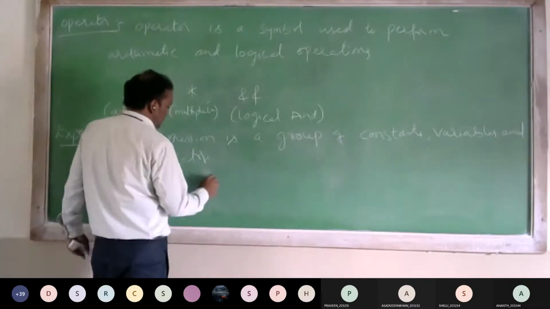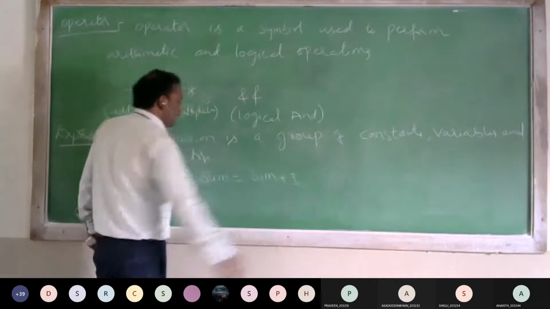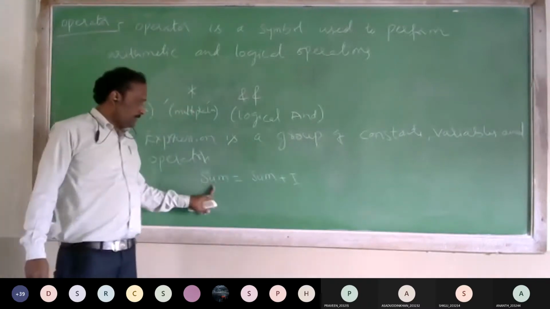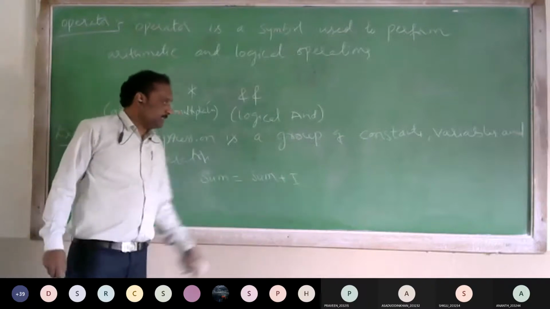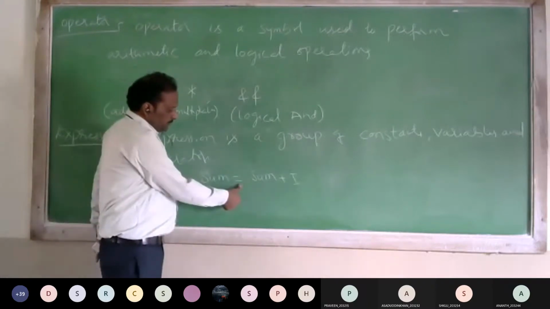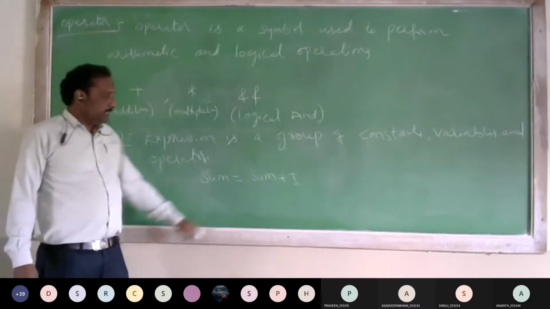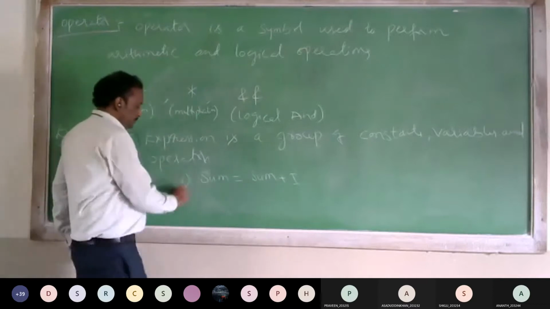For example, sum is equal to sum plus I. We have already seen this kind of statement in algorithms and flowcharts. What is sum? Sum is a variable. Here the equal sign is an operator and plus is an operator. I and sum are variables.